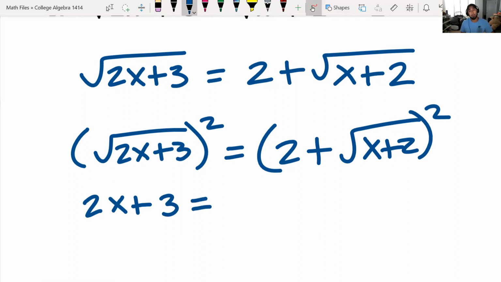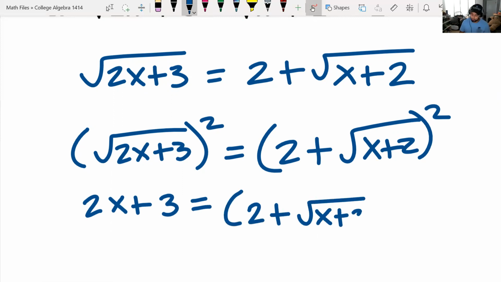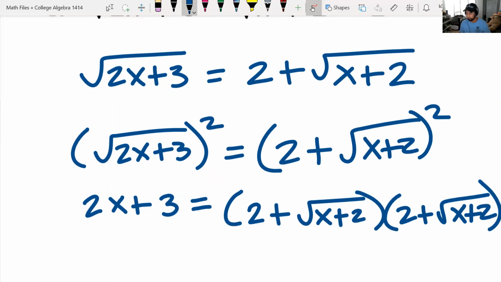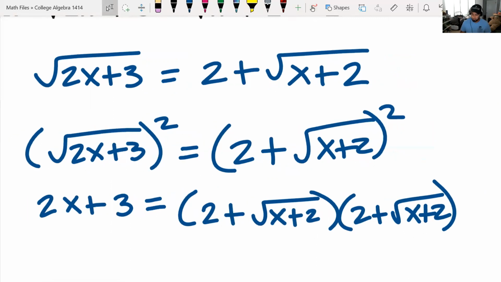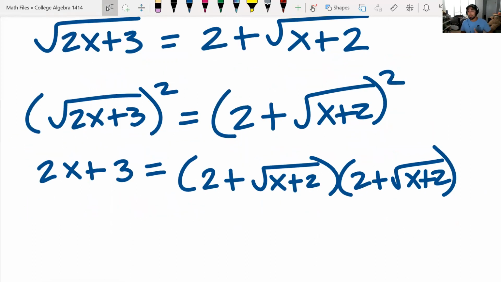On the right side, expand. So now we have two of these tinier monsters, right? So 2 plus the square root of x plus 2 times 2 plus the square root of x plus 2. Which means now on the right side, we must FOIL. But it's not as bad as the one you saw in the beginning.